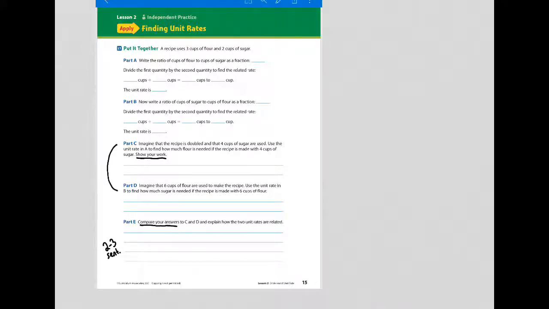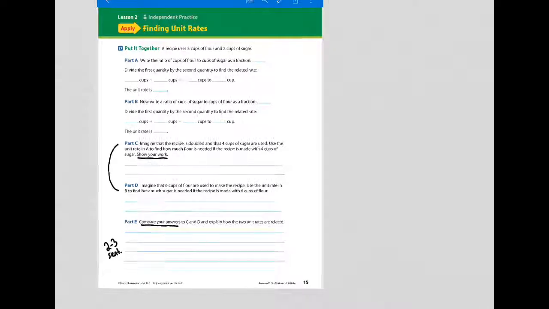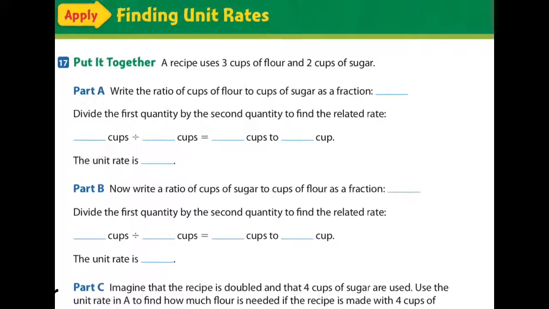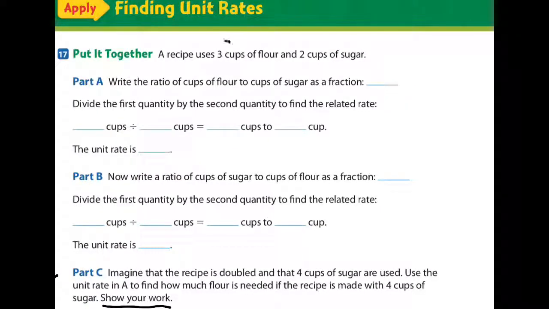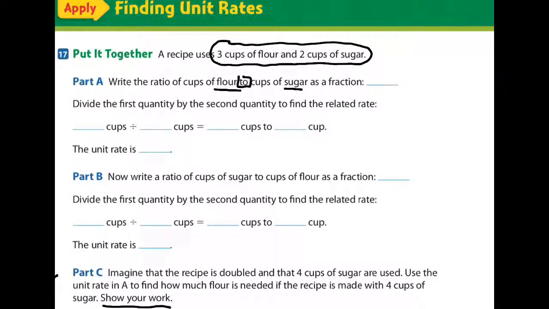All right, so are you done with number 17? You did all parts A through E. All right, now it's my turn to go through it. So, up here, I remember the recipe uses 3 cups of flour and 2 cups of sugar. All right, A says write the ratio of cups of flour to cups of sugar. So it's flour to sugar. So that's easy. It's the order it was written. It's 3 cups of flour to 2 cups of sugar. And it said write it as a fraction, so that's why I wrote it like that.